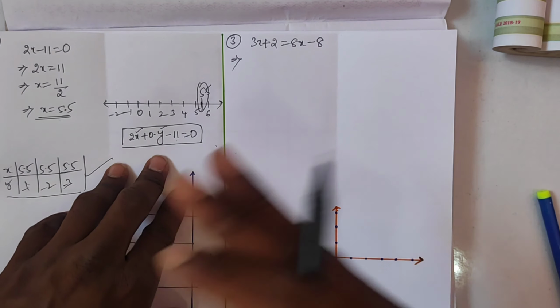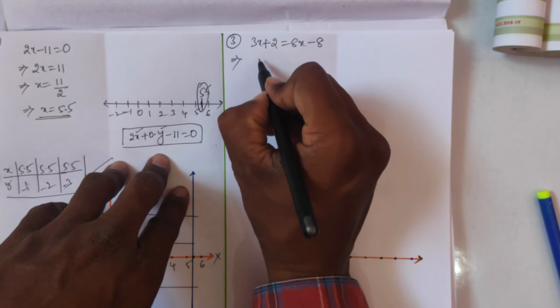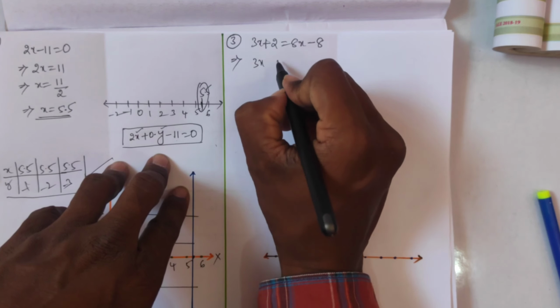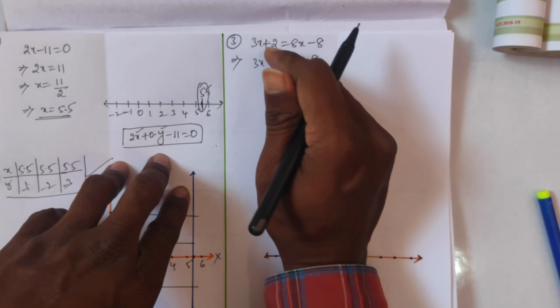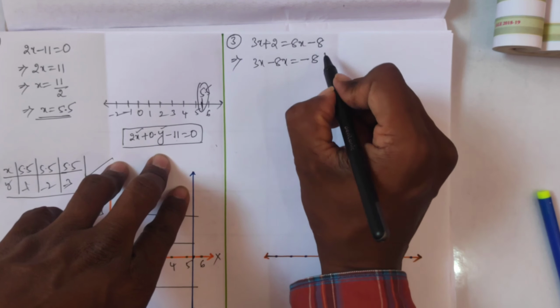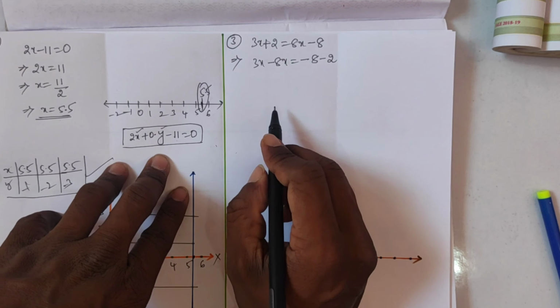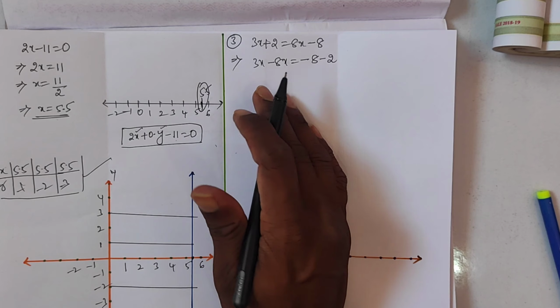By transposing like terms towards the same side. 3x, transpose the plus 8x, becomes minus 8x is equal to minus 8. Transpose the plus 2, it becomes minus 2. Is it clear? Now what does it become? Like terms on each side.